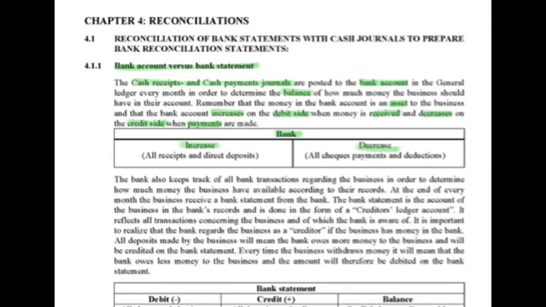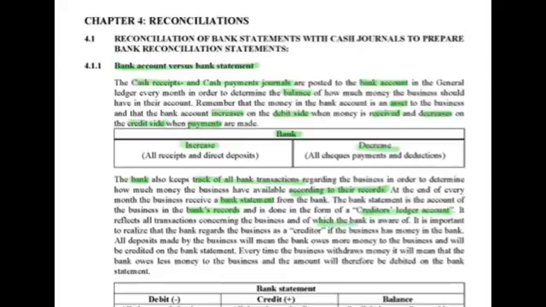So the bank also keeps track of all business transactions regarding the business in order to determine how much money the business has available according to their records. So their records means ABSA's records or Nedbank's records or Standard Bank's records. So it is the record the bank keeps on behalf of me, of my account. At the end of every month, the business receives a bank statement from the bank. The bank statement is the account of the business in the bank's records and is done in the form of a creditor's ledger account. It reflects all transactions concerning the business of which the bank is aware.